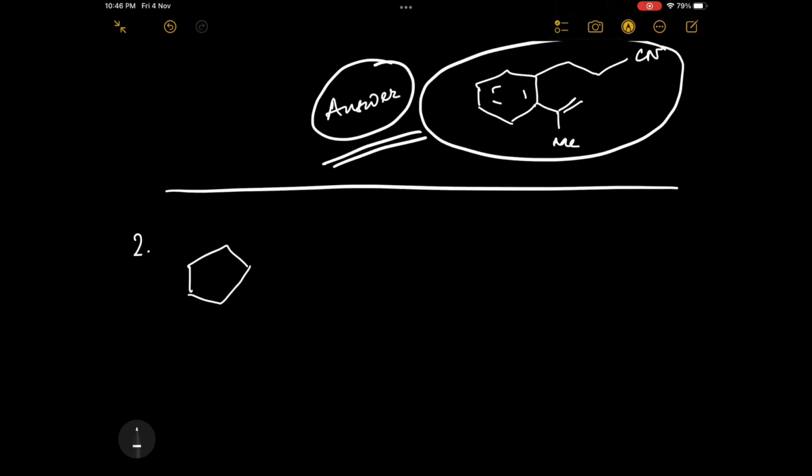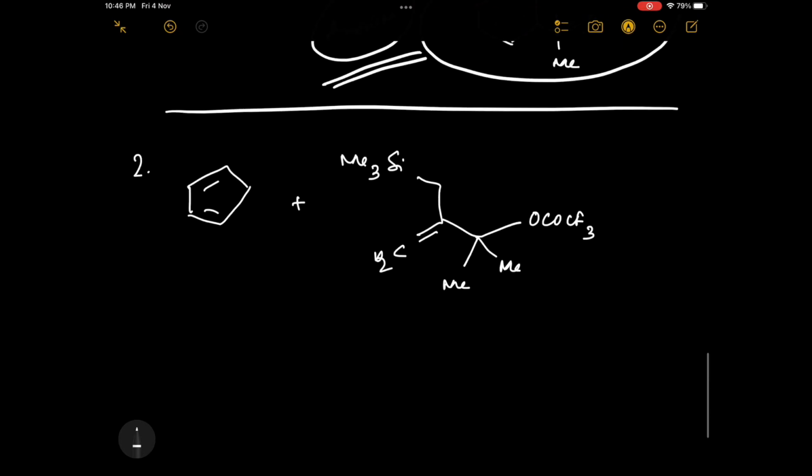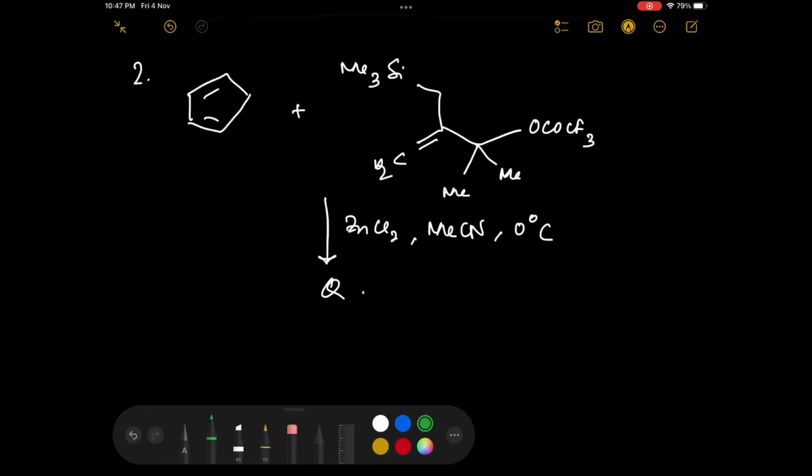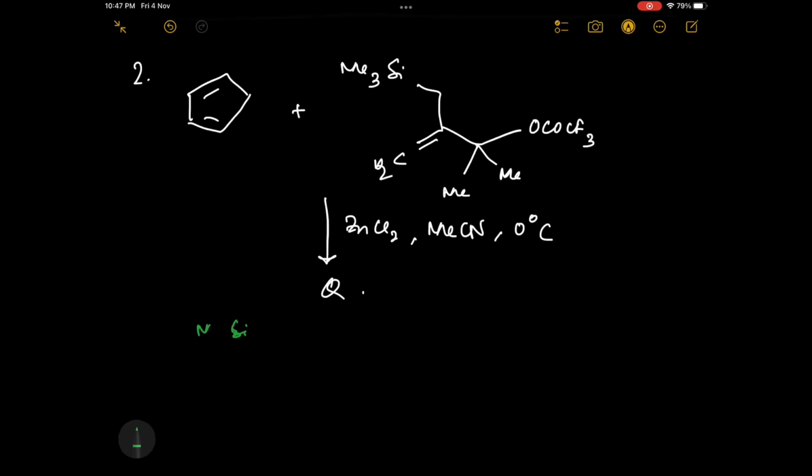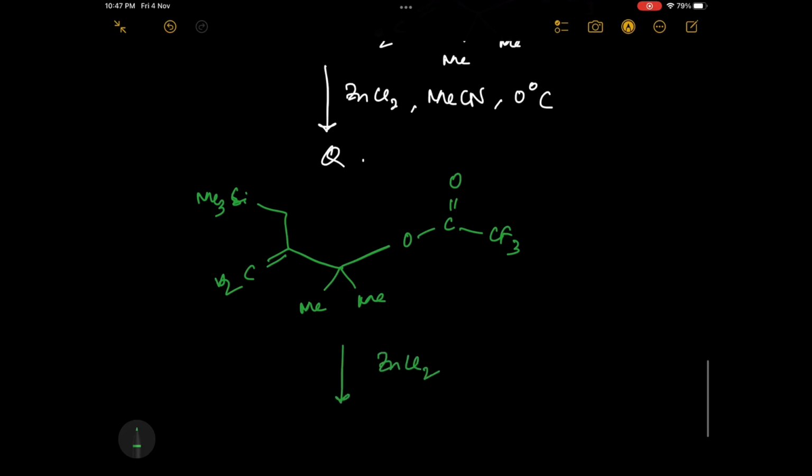Okay, so going to the second question, let us see. So we have been given a dienophile actually. So we have been given a diene, and here we have a big compound, but ultimately I hope that it will change into a diene type of sorts, or at least two centers which can react via a Diels-Alder type of mechanism. So as we can see, we have got SiMe3, we have got OCOCF3 on the two ends of this compound, and we have been given zinc chloride.